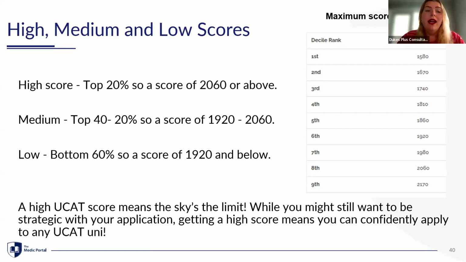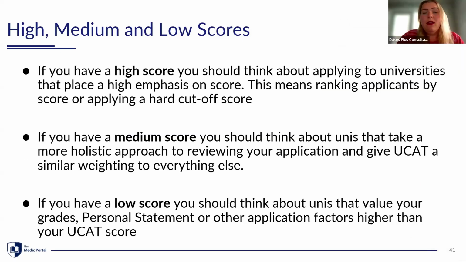And you can see there that high scores are typically found in the top 20% of test takers. Low scores are looking at the bottom 50 to 60% of test takers, and medium, they're somewhere in the middle. So a high score is only going to help your applications. As I mentioned, if you do have a high score, you may want to apply to those unis that favour high scores. Medium, you may want to look at those which have a more holistic approach, where they look at the UCAT in combination with other factors such as the personal statement.